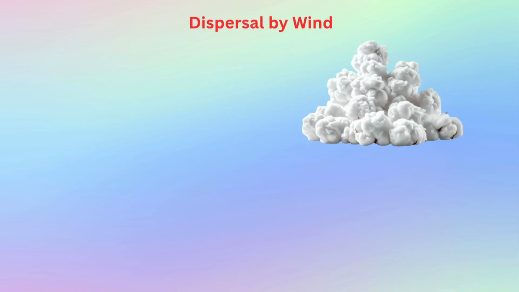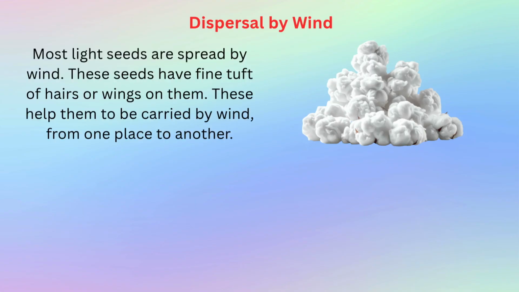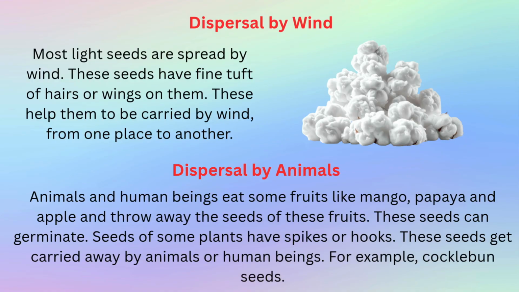Dispersal by wind. Most light seeds are spread by wind. These seeds have fine tuft of hairs or wings on them. These help them to be carried by wind from one place to another. Dispersal by animals. Animals and human beings eat some fruits like mango, papaya and apple and throw away the seeds of these fruits. These seeds can germinate.